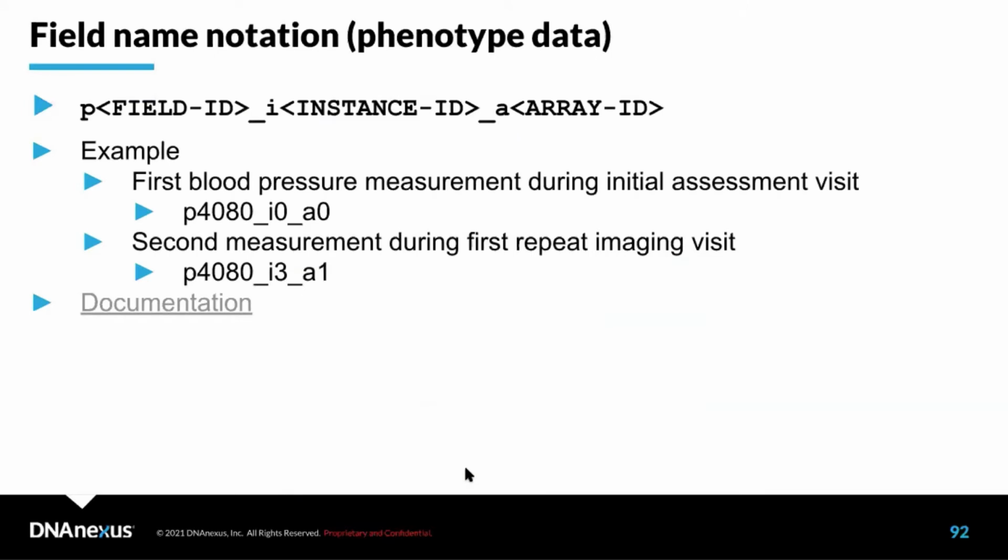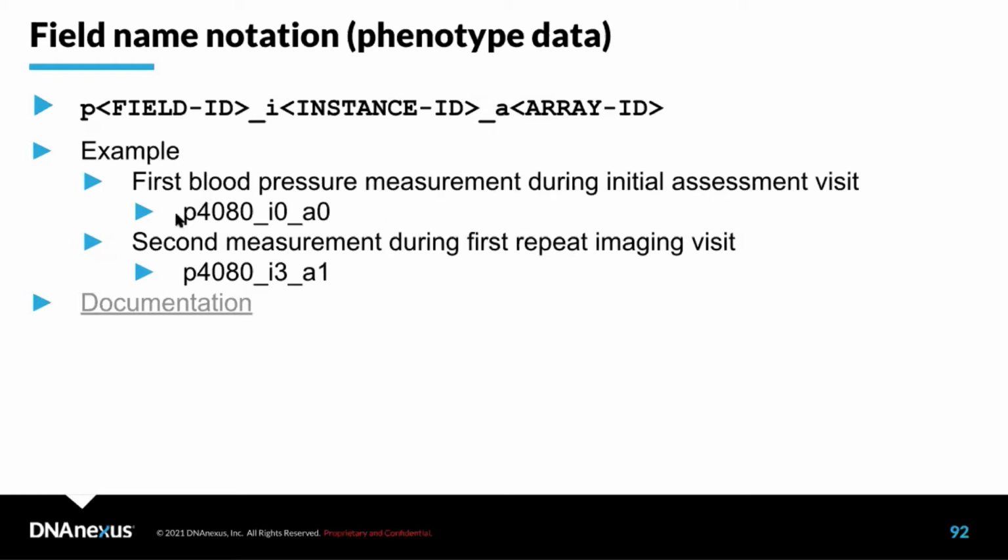So this is just a quick reminder of the field name notation. Basically all fields have this particular naming scheme. It starts with P and then the field ID. And if there are instances associated with that field ID, such as for multiple visits, they will have this I. And if there are multiple measurements associated with a particular instance, they'll have this A naming convention.